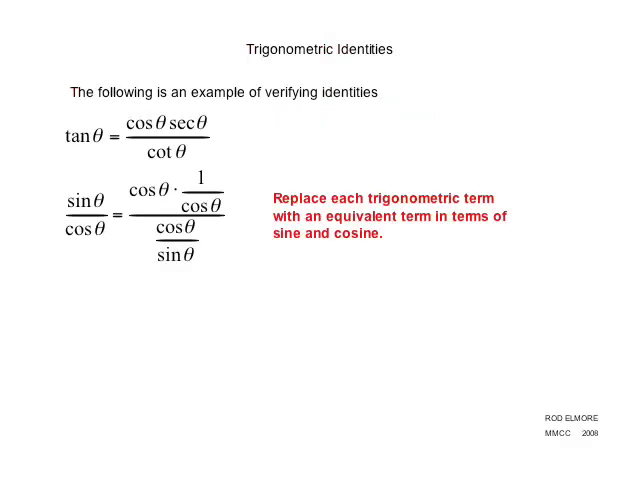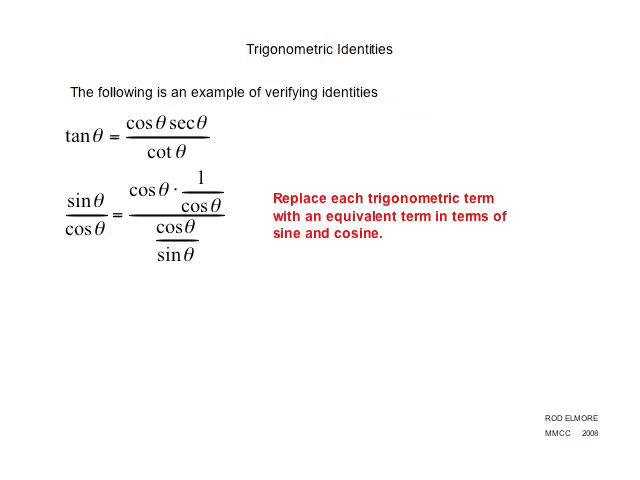Okay, the tangent theta we can convert over to sine theta divided by cosine theta. That's one of our basic trig identities. And then on the right hand side we can take secant theta and replace it with 1 over cosine theta because they're reciprocals of each other. And then the cotangent theta we can replace with cosine theta divided by sine theta. So we've changed everything over into terms of sine and cosine.